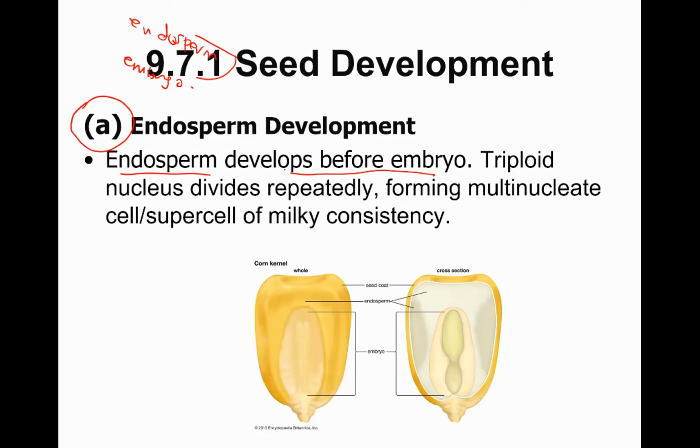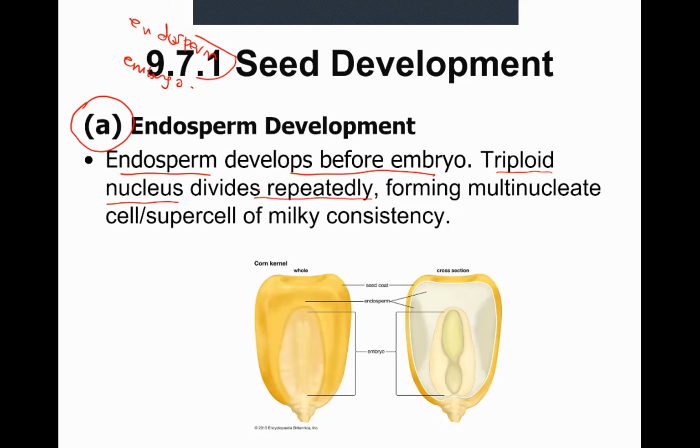Right. So how does endosperm form? Ingat balik, endosperm forms from the triploid nucleus, right? That forms and divides repeatedly, forming a multinucleated cell, or we call it a supercell, of milky consistency. Okay, so this is an example of corn kernel, right? So this is the endosperm. So ini semua adalah kawasan untuk the endosperm. So this is the cross section.